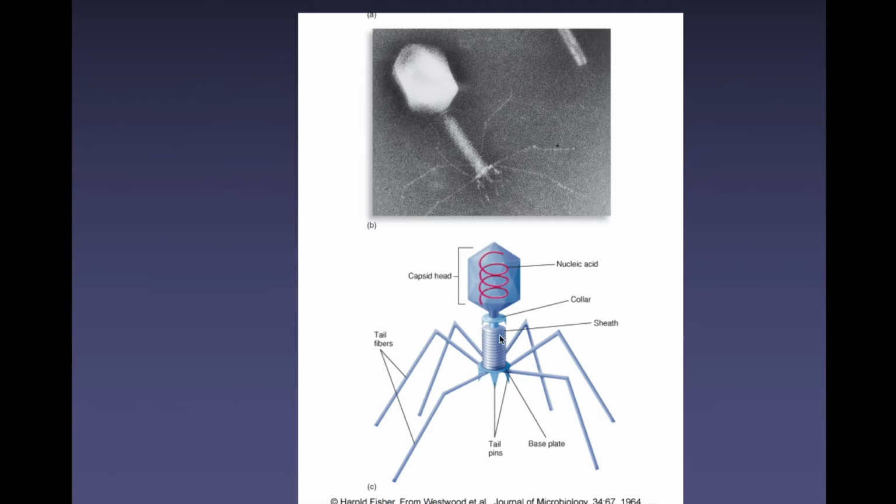So we have the sheath here, a collar part here, tail pins that are involved in binding to and penetrating through the host cell envelope, and then these really cool tail fibers. And these tail fibers are where the glycoproteins are, right at the tips of these things, not spikes, but glycoproteins that are involved in host cell attachment and recognition. So still glycoprotein components here that are involved in host cell binding, but a little bit different where they're placed. This is an electron micrograph of a complex bacteriophage.